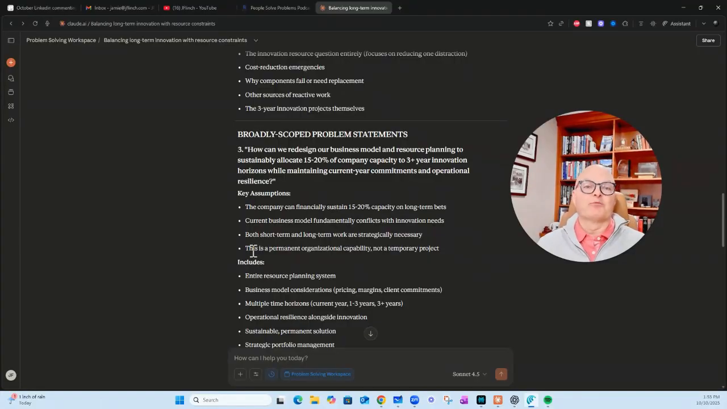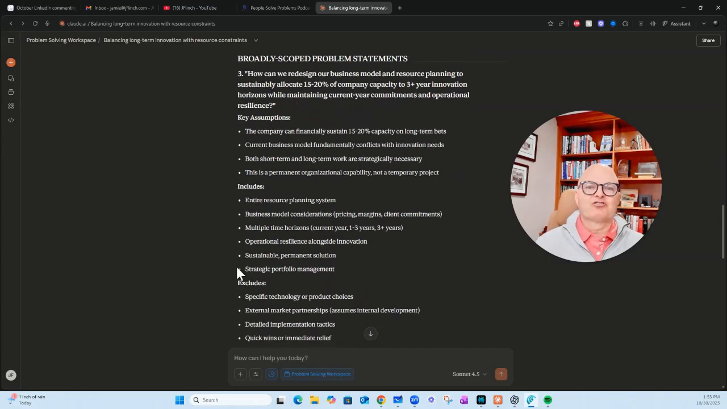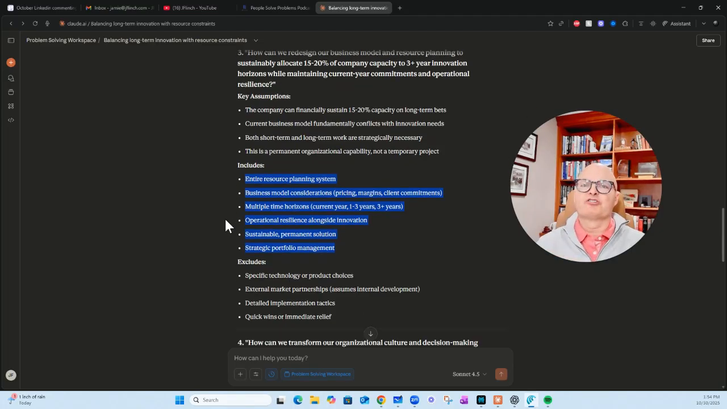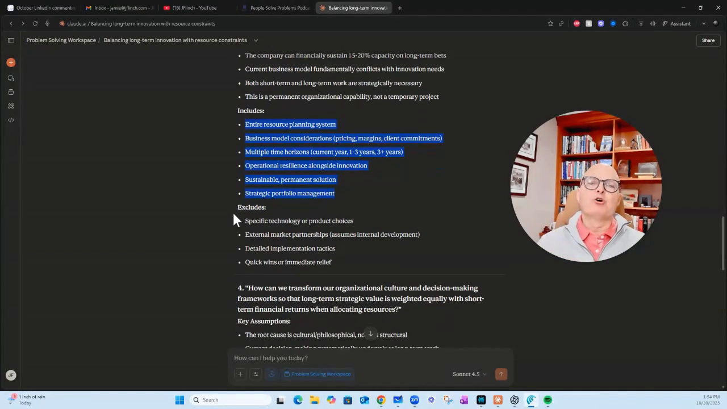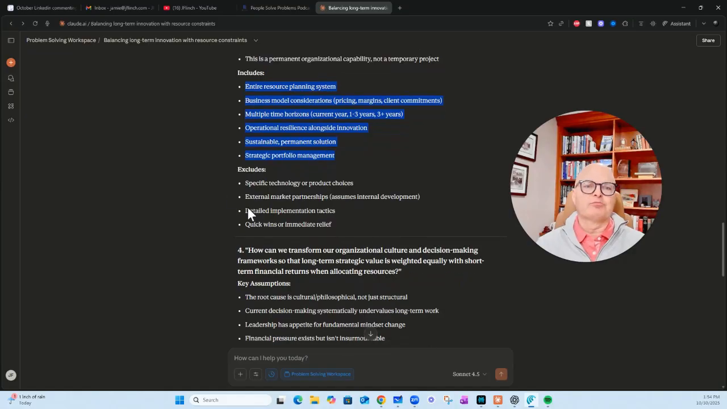This is going to lead me down a more complex path, but also a more inclusive path as a result of that, right? So if you look at what it includes, the entire resource planning system, the business model, multiple time horizons, it includes a lot of factors. Again, that makes it more broad and more inclusive, but also more complex. So if we know very little about how we want to proceed, that's probably great. If we know more about where we're headed or where we want to focus, that's probably too broad.